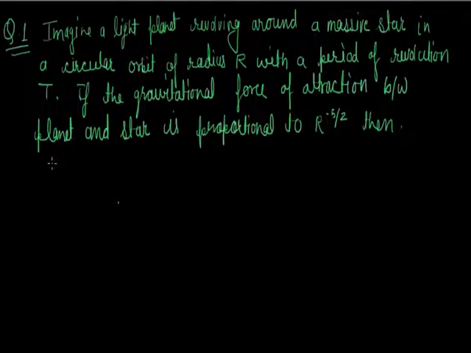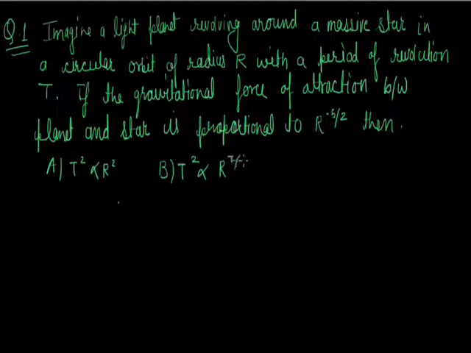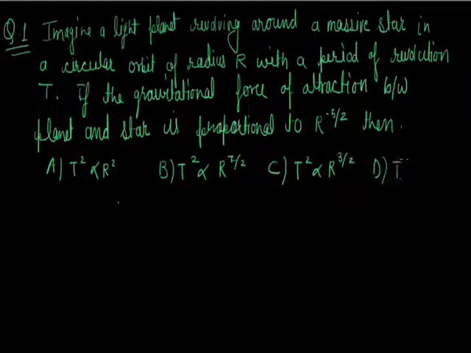There are four options. First, T square is proportional to r square. B option, T square is proportional to r raised to power 7 by 2. C option, T square is proportional to r raised to power 3 by 2. And D option, T square is proportional to r raised to power 3.75.